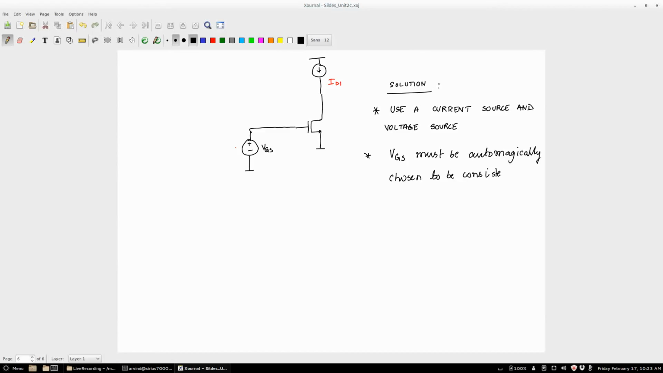However, your VGS must be automagic, cooking up a word, but makes sense, right? Should be automatic, should be magic. So automagically chosen to be consistent with ID1. It means that you had a function for ID, right? I equal to K.